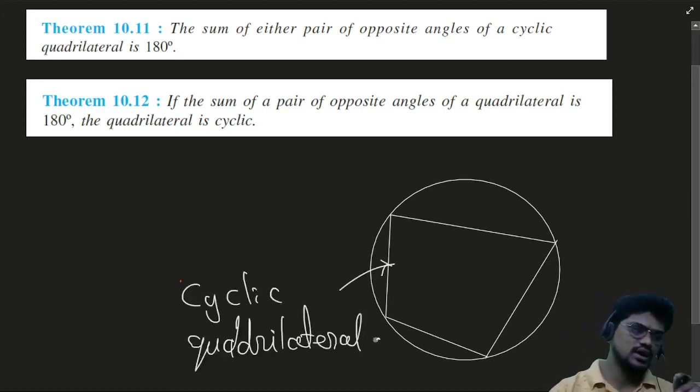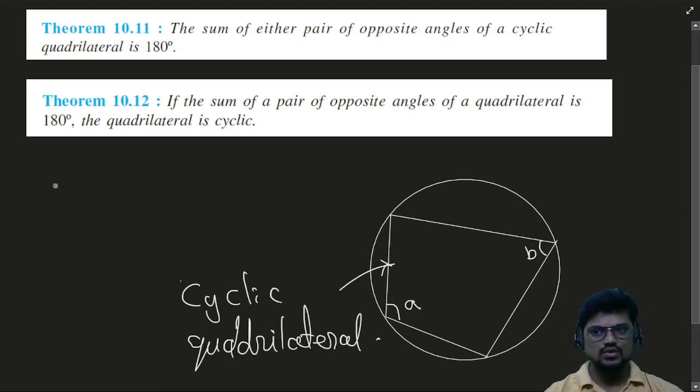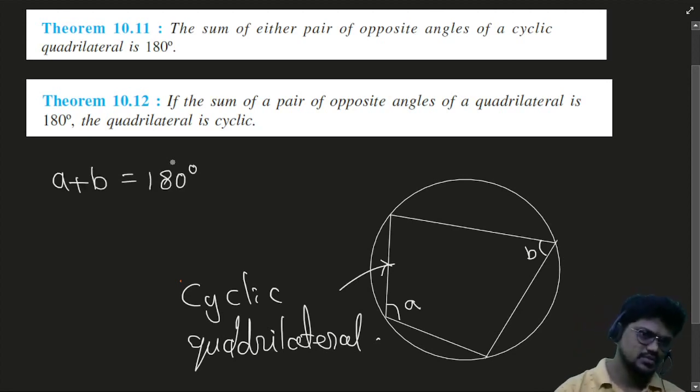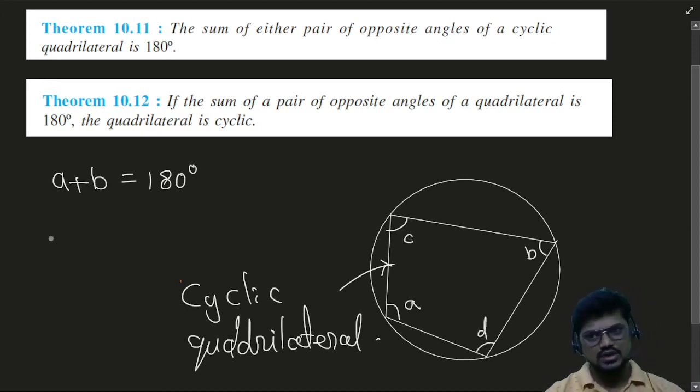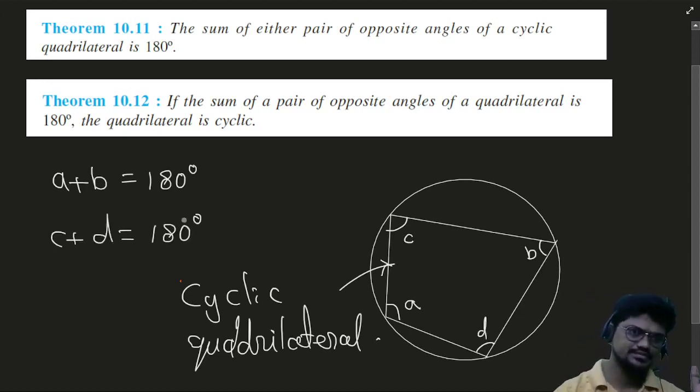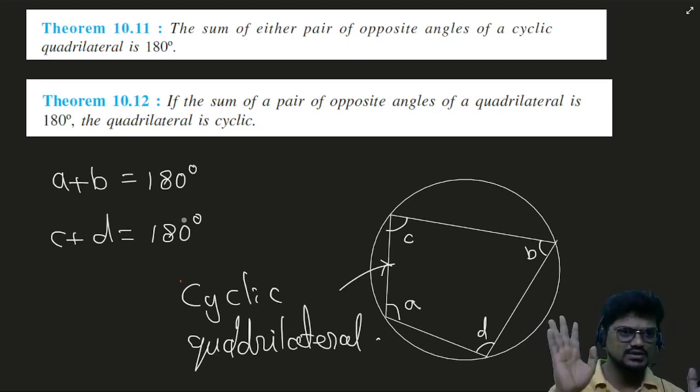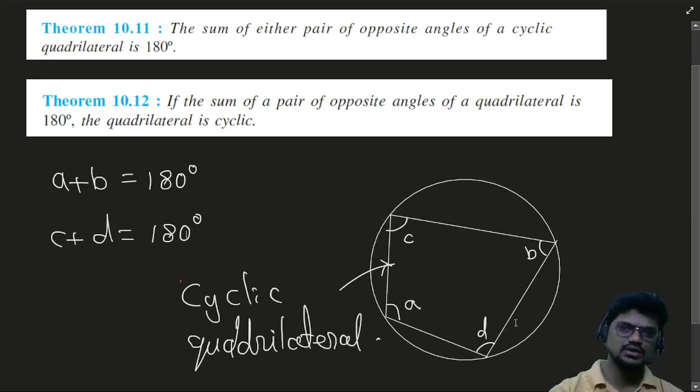Now, if it is a cyclic quadrilateral, then what do we know? The sum of opposite pairs of angles, suppose this is A and this is B, then A plus B will always be 180 degrees. You just keep it in mind. Similarly, if I say this is C and this is D, I know that C plus D is also always 180 degrees whenever it's a cyclic quadrilateral. Is that clear? Everyone over here, please raise your hand if this is clear. It's a very simple thing.